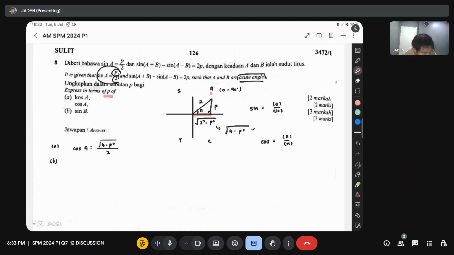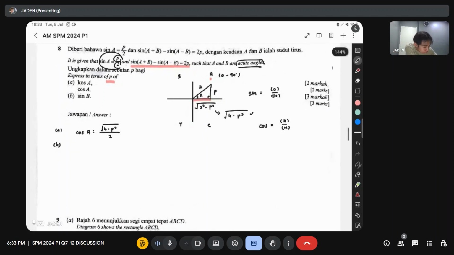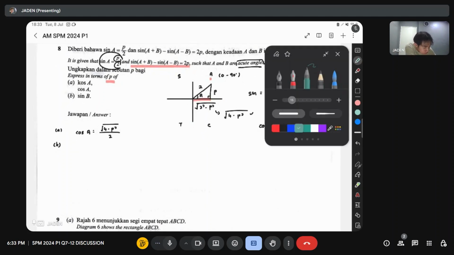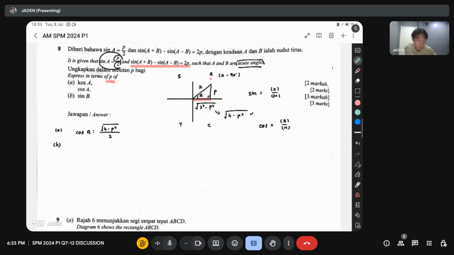So we focus on the second part of the information now. We have sine bracket A plus B minus sine A minus B equal to 2P. So long. So what is actually sine B? We will start from here. Let me use another color. I hope you want to write this down as well. Sine A plus B minus sine A minus B equal to 2P.